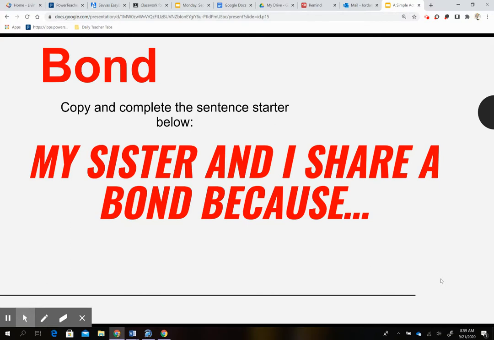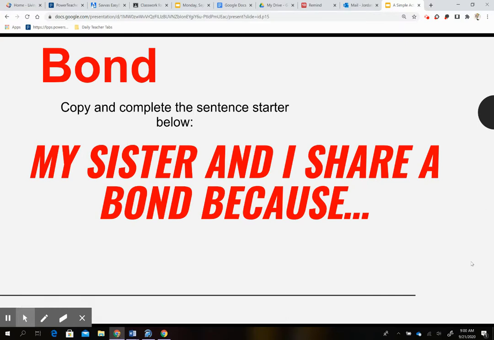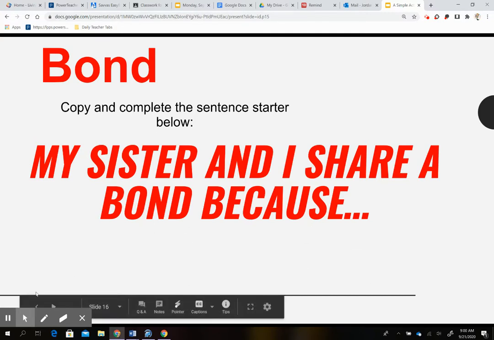Now, if you don't have a sister, you can replace it with brother or friend or dog. I can give you an example. My brother and I share a bond because we have a weird sense of humor and like nerdy things. So, my brother and I like things like Star Wars and Doctor Who. So, that is our bond. I hope this helps. Let me know if you guys have any questions.